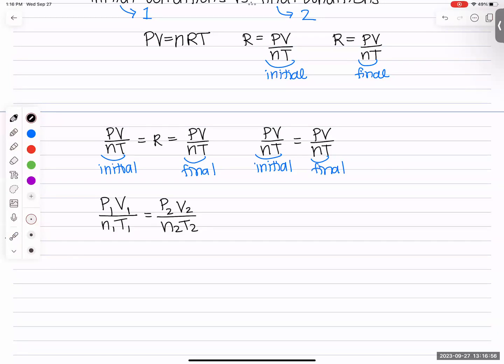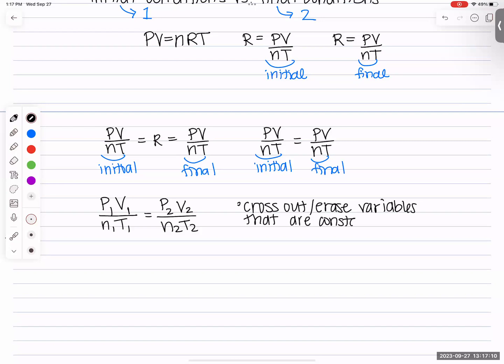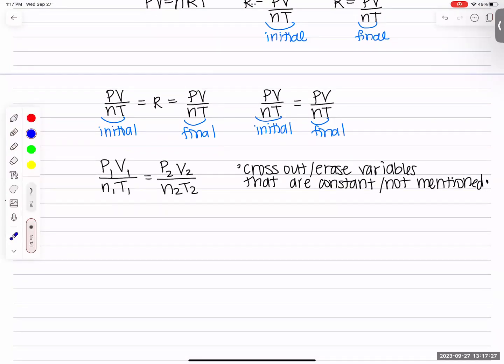Then what you can do is cross out or erase variables that are constant or that are not mentioned. So if the problem doesn't mention moles at all, that's because moles are not changing. Or if they say pressure is constant. So if your problem only needs pressure and volume, you just get rid of everything on the bottom down here and just write P1V1 equals P2V2 and work through that equation.